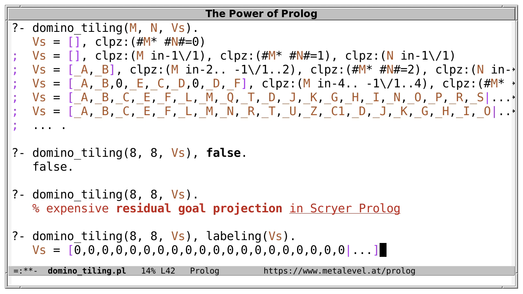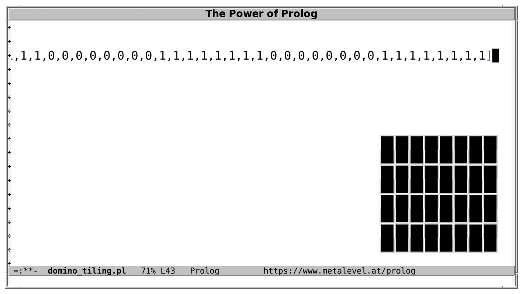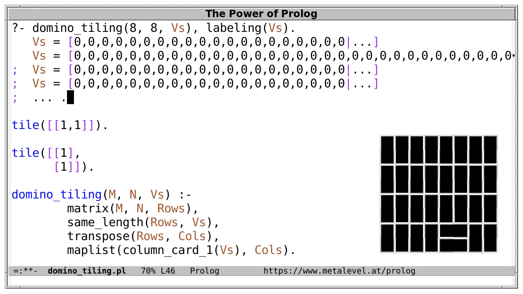This is abbreviated. The entire list is this, which is this tiling. And on backtracking, we get more and more solutions. There are many solutions, and here are a few of them. And as mentioned, we don't need Prolog for this, because we can easily find solutions by hand.